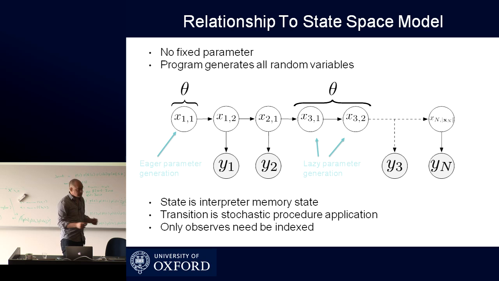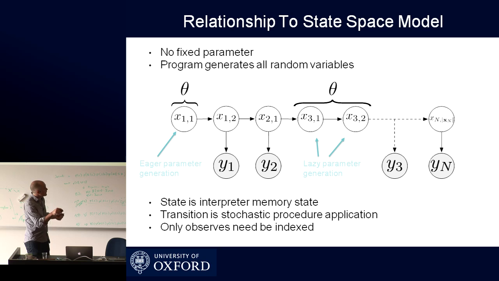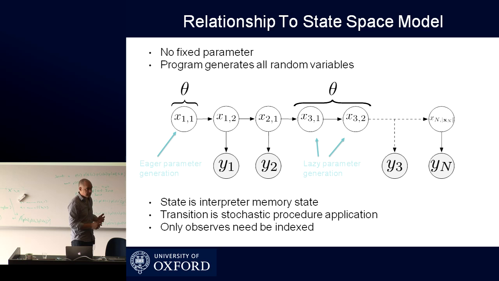Okay. So the state here is the interpreter memory state. We're going to evolve the interpreter memory state. So this would be x1 at this point, and this would be x2 at this point, and this would be x3 here, x1 to 3, and this would be xn here. The transitions from here to here to here, these little individual arrows, are all the stochastic procedure applications. But the reality is that because these are all just sampling operations, all we need to do is index by the observes. You can think of this as just one big procedure for evolving the state of the interpreter forward, F, as it were.